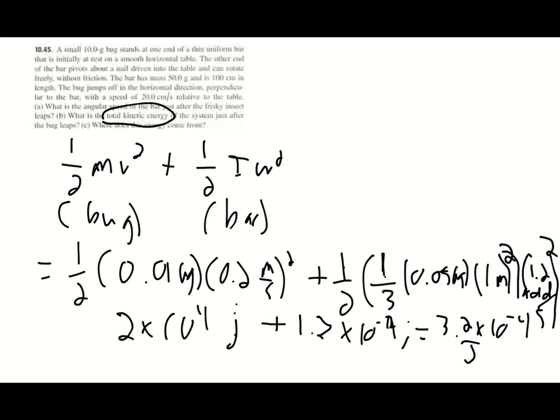Part C asks, where does it come from? Well, it comes from work that's done by the bug. The bug is putting a downward force through a distance, and that distance is parallel to the force. So it's actually doing work on the system. And when it does work on the system, it's going to put kinetic energy in the system, in both things in this case. And that's where the kinetic energy comes from.